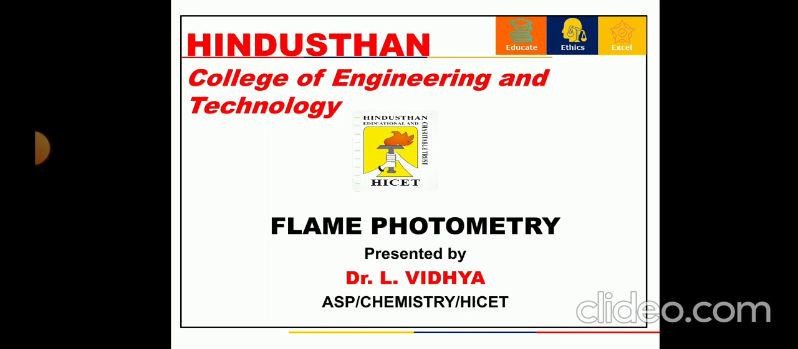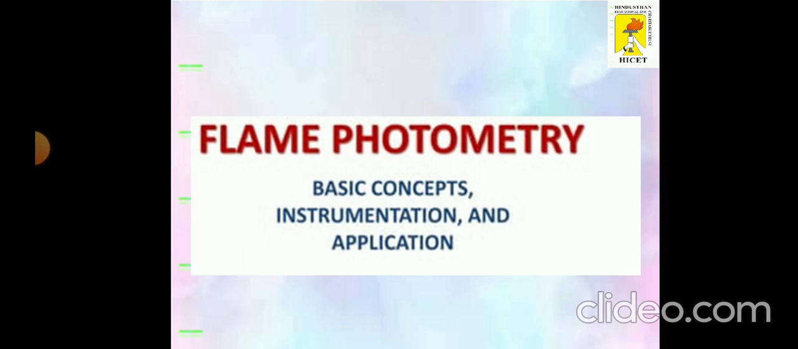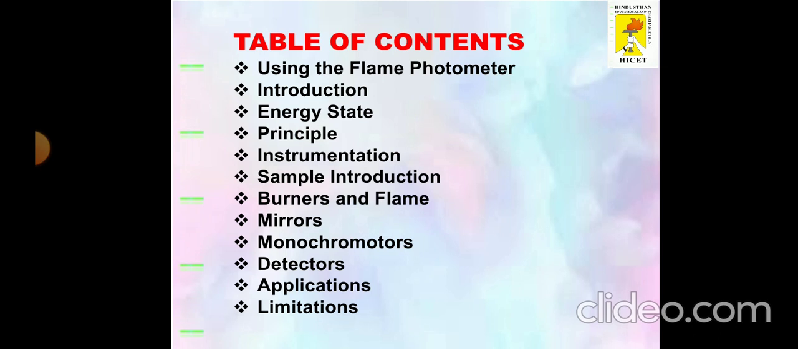Today we are going to see about flame photometry. Flame photometry, basic concepts, instrumentation and application. The table of contents includes: using the flame photometer, introduction, energy state, principle, instrumentation, sample introduction, burners and flame, mirrors, monochromators, detectors, applications and limitations.